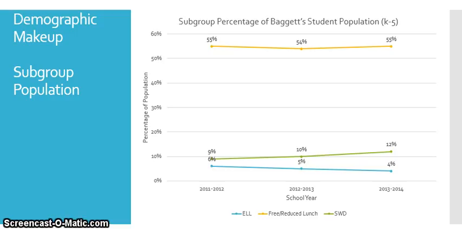This graph shows you the subgroup population at Baggett Elementary. This includes all kindergarten to 5th grade students. Our largest subgroup is our students who receive free and reduced meals. You can see that around half of our population receives free and reduced lunch prices. We have around 12% students with disabilities in the subgroup at the end of year 3, and then we have around 4% of our population in the English Language Learners program.